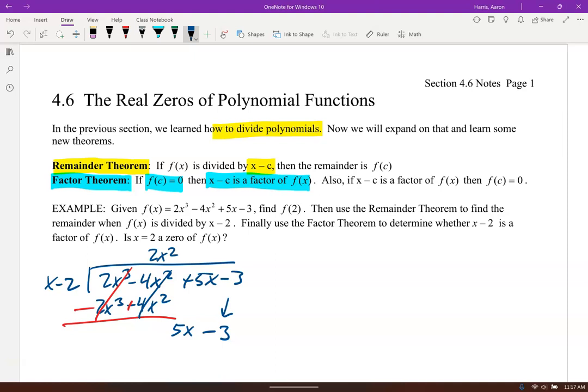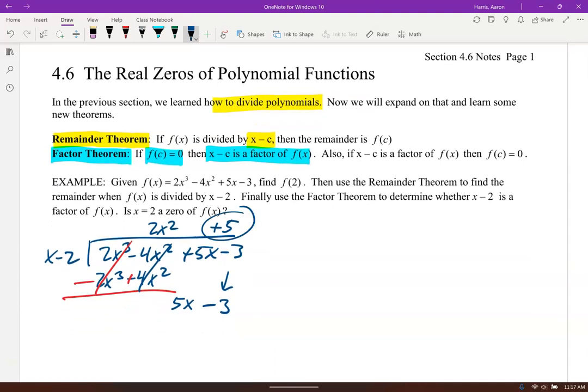Now we're matching the 5x. So I'm going to go ahead and punch in 5. 5 times x gives me 5x. 5 times negative 2 gives me negative 10. Don't forget to change those signs. It looks like our remainder here is 7. There's our remainder, right?